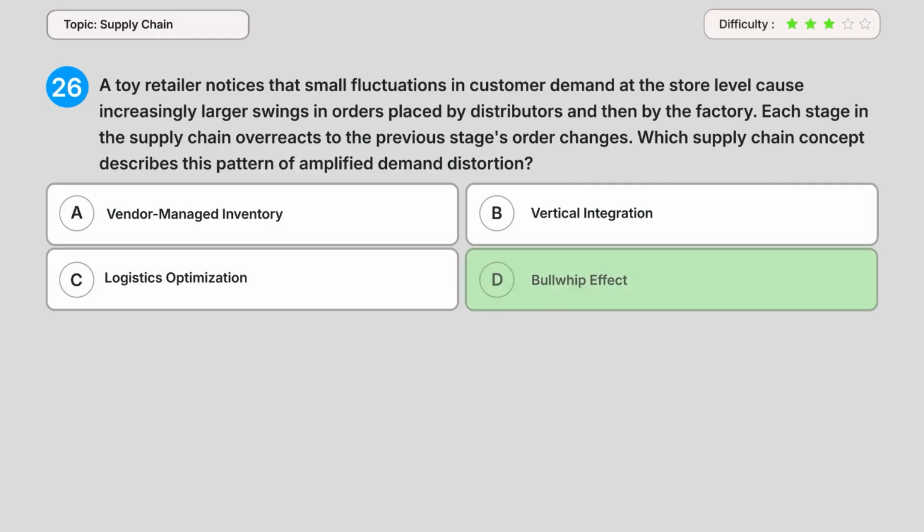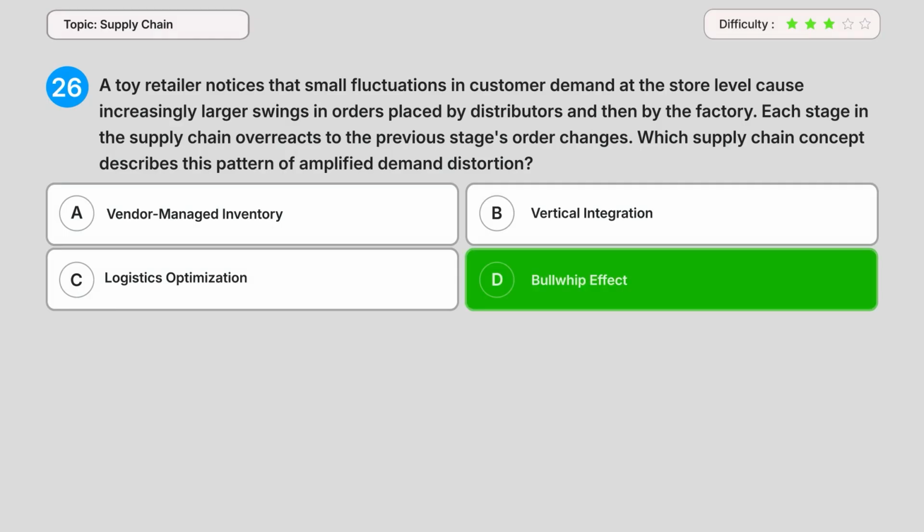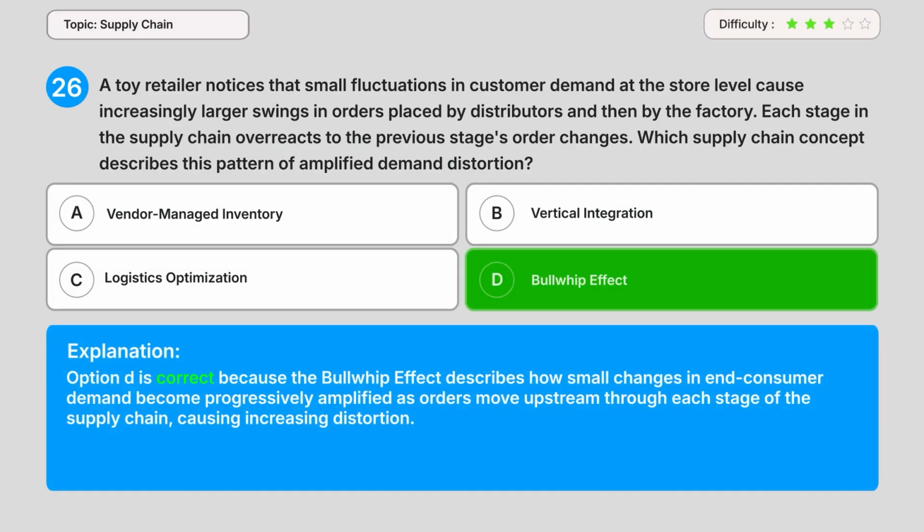Correct answer, D. Bullwhip effect. Explanation: option D is correct because the bullwhip effect describes how small changes in end consumer demand become progressively amplified as orders move upstream through each stage of the supply chain, causing increasing distortion.